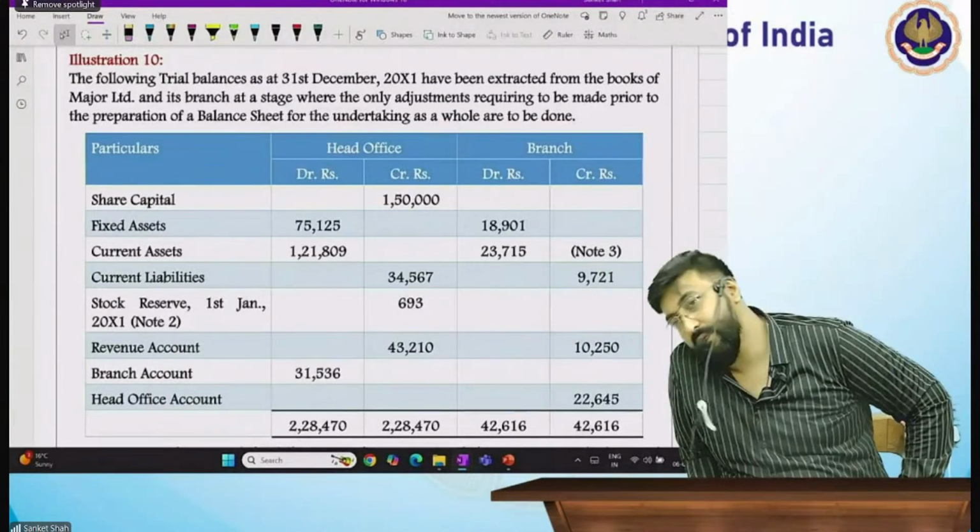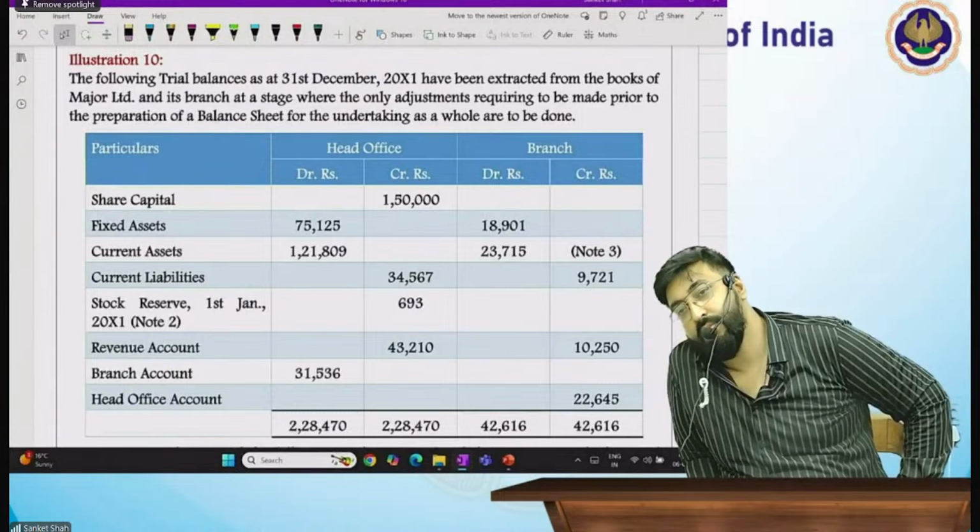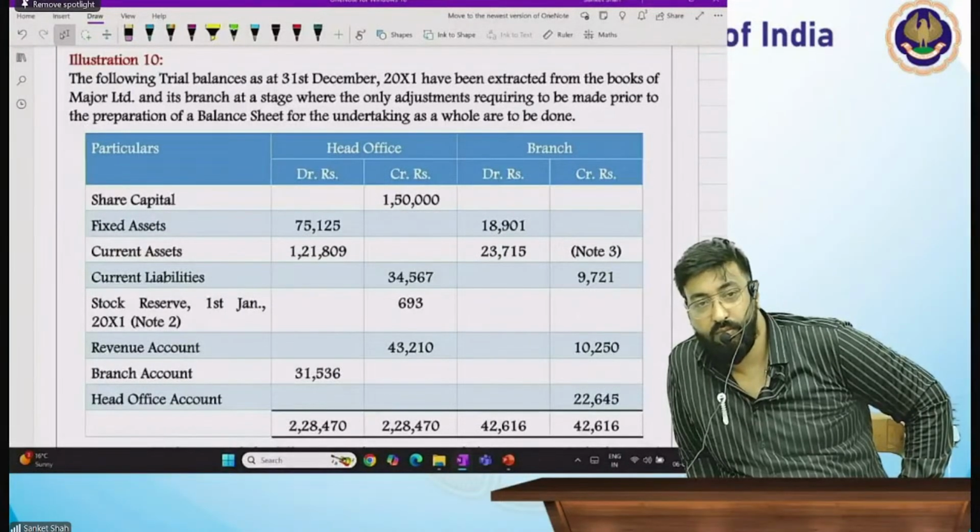Yes, Dinesh. Unmute, beta Dinesh. Good morning, sir. Sir, at first I'd like to clarify, from which point of view do we have to see these journal entries, sir? From the branch angle?